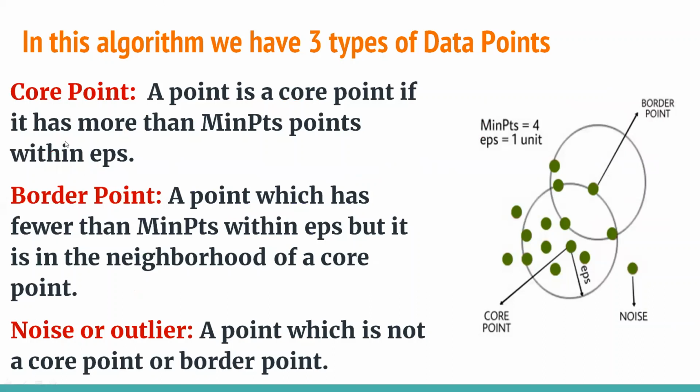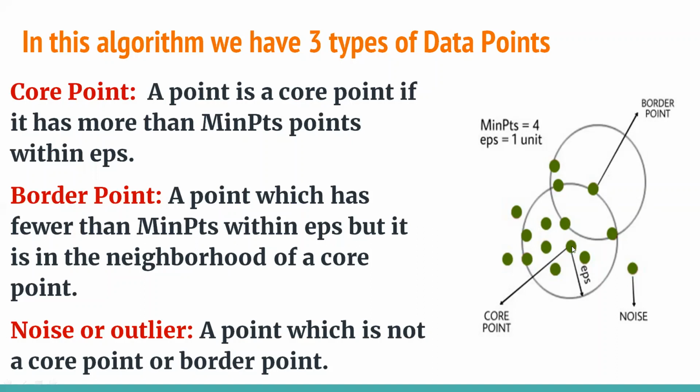Now, after calculating these two, you need to find out 3 points: core point, border point, and noise or outlier. See, what is meant by a core point here? A point, let us suppose, within epsilon radius, if you have neighbors more than min points, in those cases, you can call it a core point.